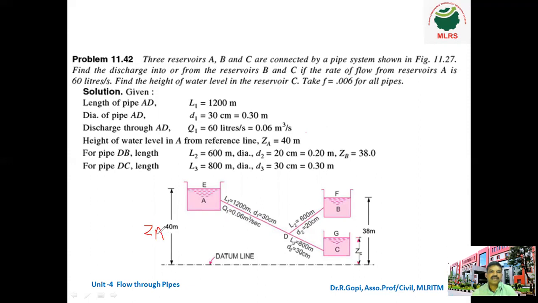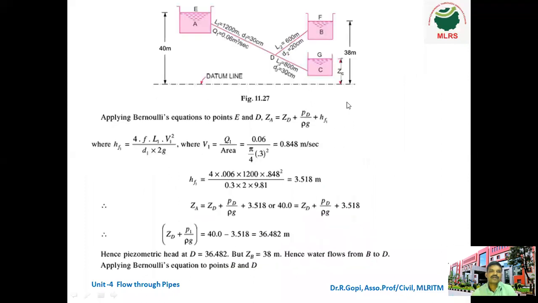In the same way ZB is 38 meter. The lengths L2, L3 and diameters D1, D2, D3 are also given, everything. So now let us start the problem. First, we have to find the discharge. Applying Bernoulli's equation from point A to point D.